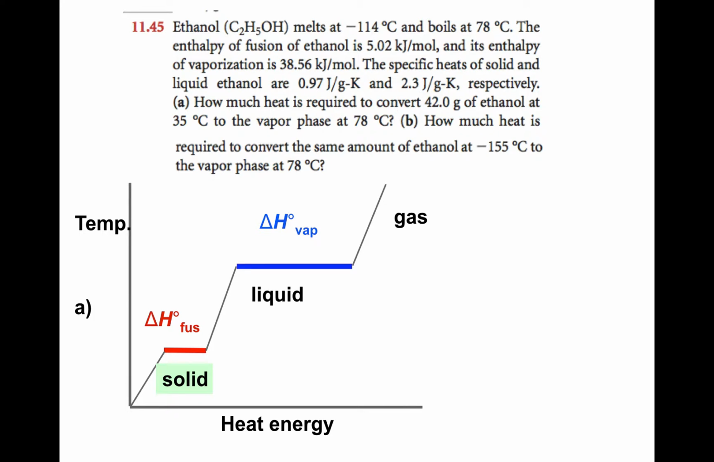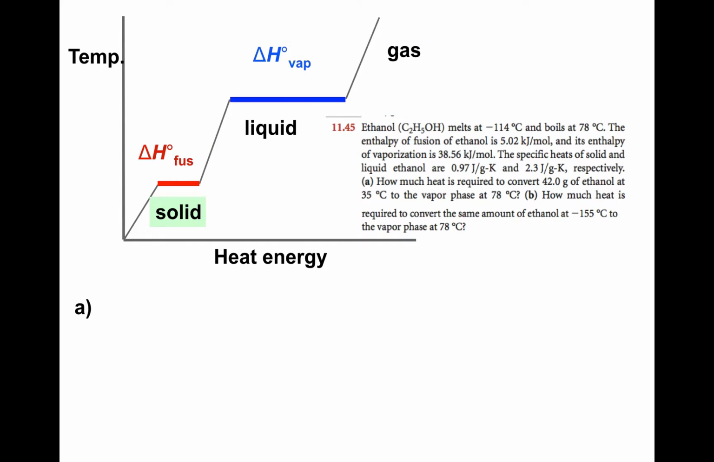So a heating curve. This is graphically how it works out. Notice how the heat of fusion line is shorter than the heat of vaporization line, right? It takes more heat to vaporize than to melt. So using this, we have different heats. First heat we're dealing with is heating up the liquid until we get to the vaporization point, right? From 35 degrees Celsius to 78 degrees Celsius.